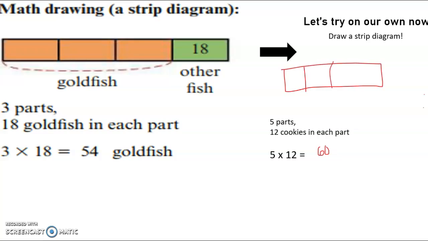So right, 1, 2, 3, 4, 5. And then we're just going to highlight it, color it in. And then we're going to put 12 in each box so we know what it represents. 60 cookies altogether.